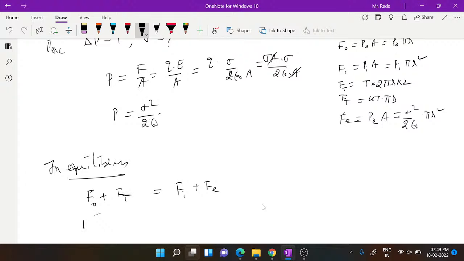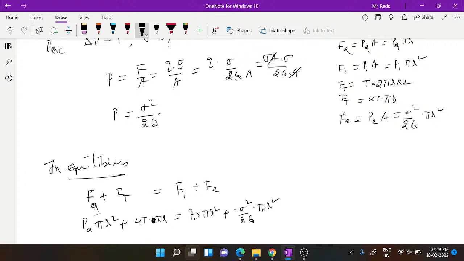So this is atmospheric pressure. Outside means atmospheric pressure, so PA. So the force is PA into pi r square, plus due to the surface tension 4T into pi r, is equal to the inside force due to inside pressure into pi r square, plus sigma square by 2 epsilon naught into pi r square.